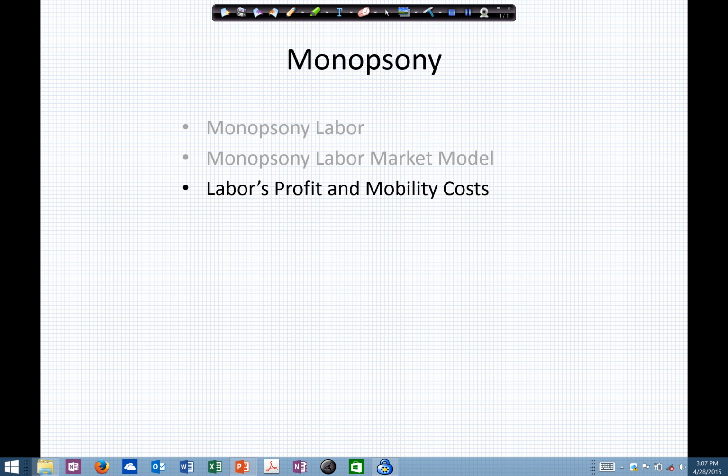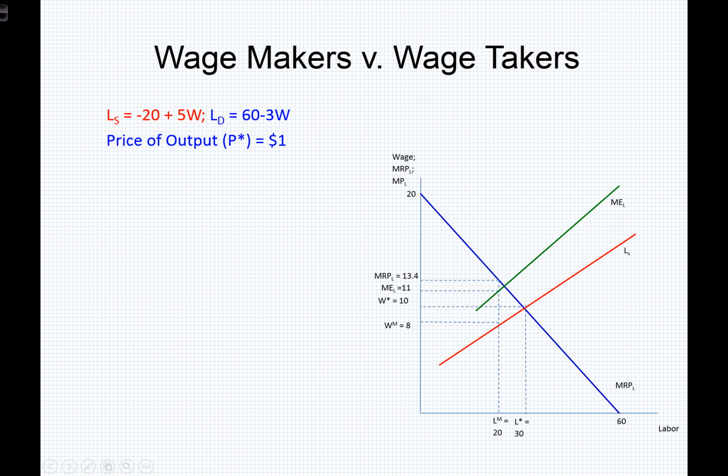In this final segment on monopsony, I'd like to take a look at labor's profit and think about mobility costs. Now, a moment ago, in the prior segment, I gave you a brief glimpse into profits, or labor's profit, within monopsony. Let's start by looking at this model, assuming that we were a competitive market and we're relying on these equations of labor supply and labor demand.